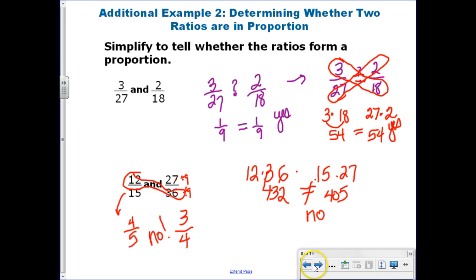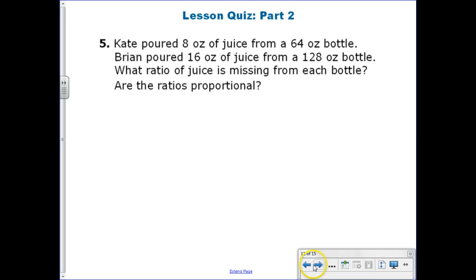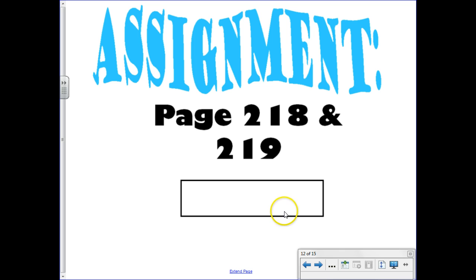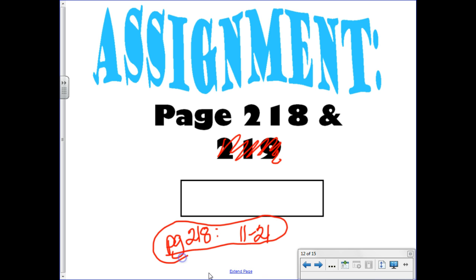So these are the two skills that you'll be working on today. And I'm going to zip through some of the rest of this. What I assigned for you in your assignment, I shortened it up because we were running a little short of time. So on page 218 in your textbook, look at problems 11 through 21 and be ready to get that corrected. Good luck.